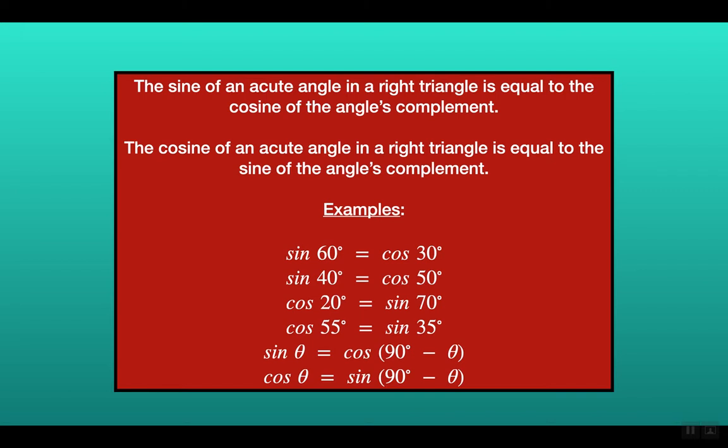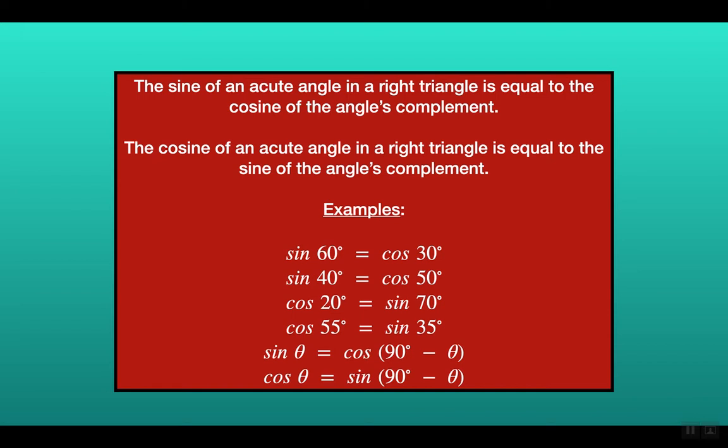So for example, the sine of 60 degrees has to equal the cosine of 30 degrees. Notice that 60 plus 30 equals 90. The same thing is going to be true of all my examples. The sine of 40 degrees equals the cosine of 50 degrees. All I'm doing is putting the word sine in one and cosine in the other, and whatever number they give you in the first one, the other one has to be 90 minus the first number in order for the two numbers to add up to 90. In my third example, the cosine of 20 degrees equals the sine of 70 degrees. Again, notice 20 plus 70 equals 90. Fourth example, cosine of 55 degrees equals sine of 35 degrees because 55 plus 35 equals 90.